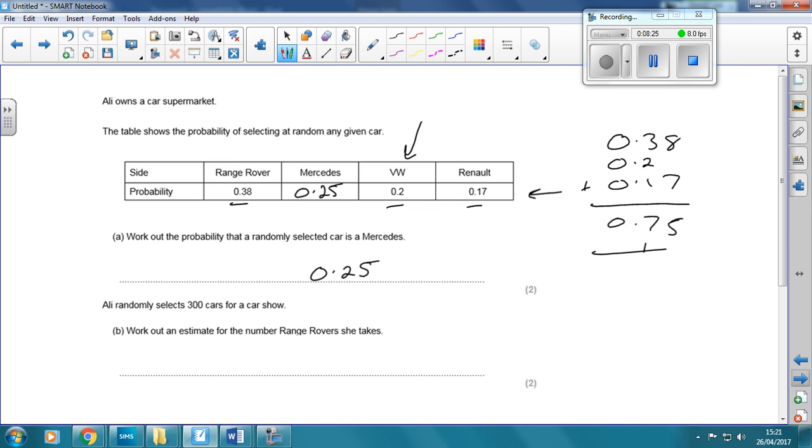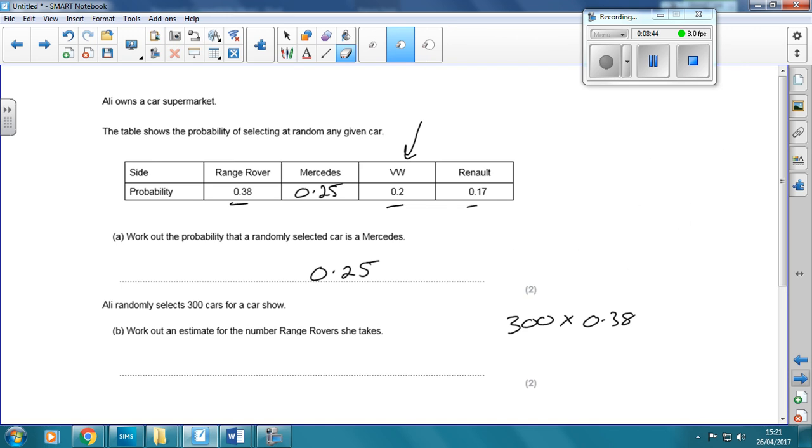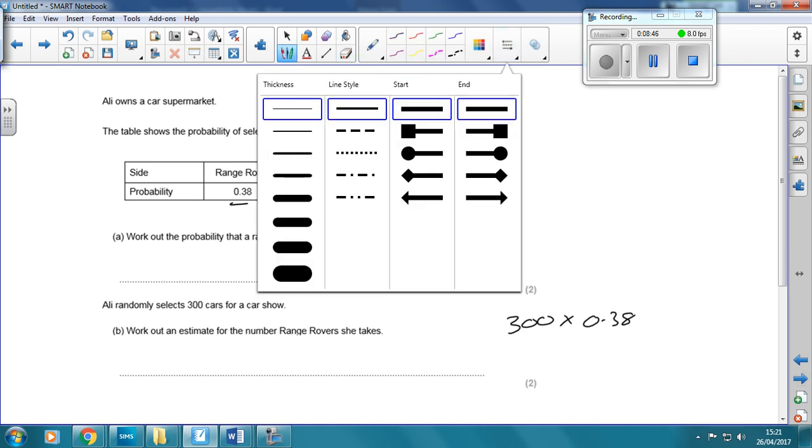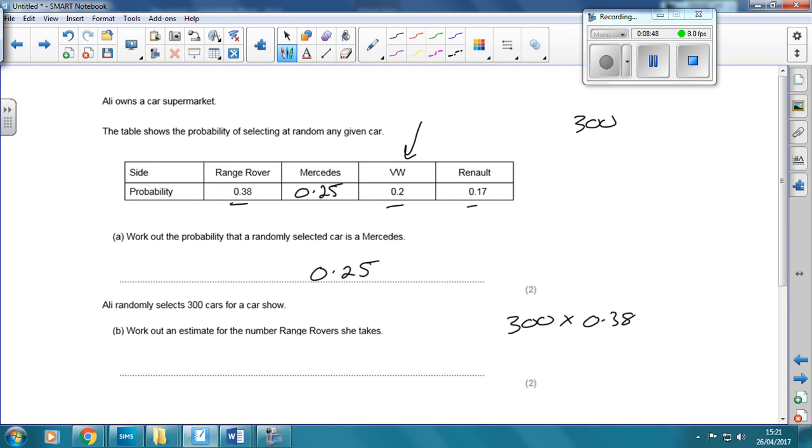Ali randomly selects 300 cars for a car show. Work out an estimate for the number of Range Rovers she takes. So it's going to be 300 times by the relevant probability, so times by 0.38. And then, let's do it a slightly different way. Let's do 300 times by 38.